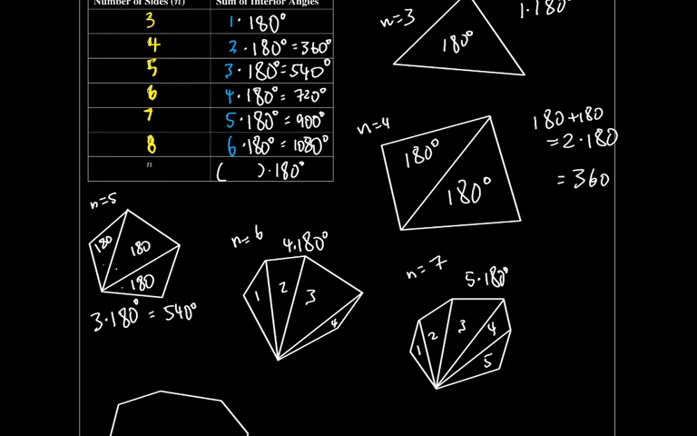So if we take away 2 from each of these, we actually end up with the formula that we're looking for. So what we can actually do is just look at what the n number is. Whatever this n is, we can use that. So it doesn't matter what number you have.